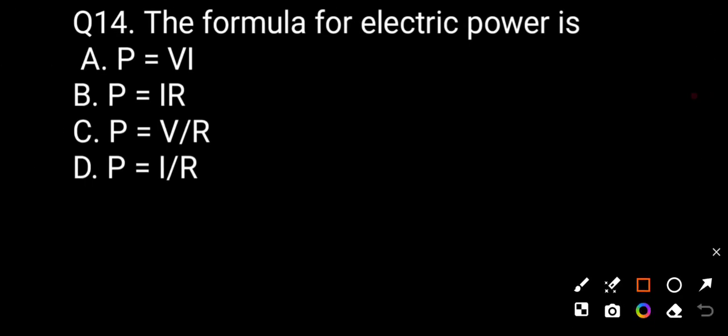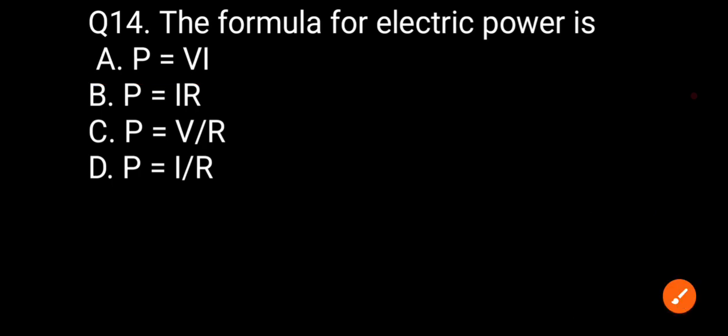Question number 14. The formula of the electric power is option A P is equal to VI, option B P is equal to IR, option C P is equal to V by R, option D P is equal to I upon R. Correct answer will be A. P is equal to V into I.